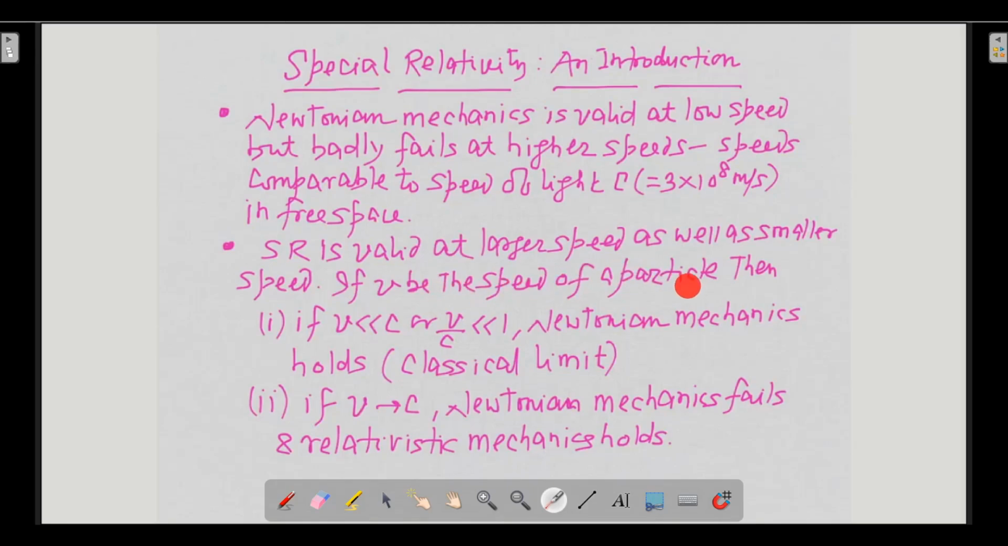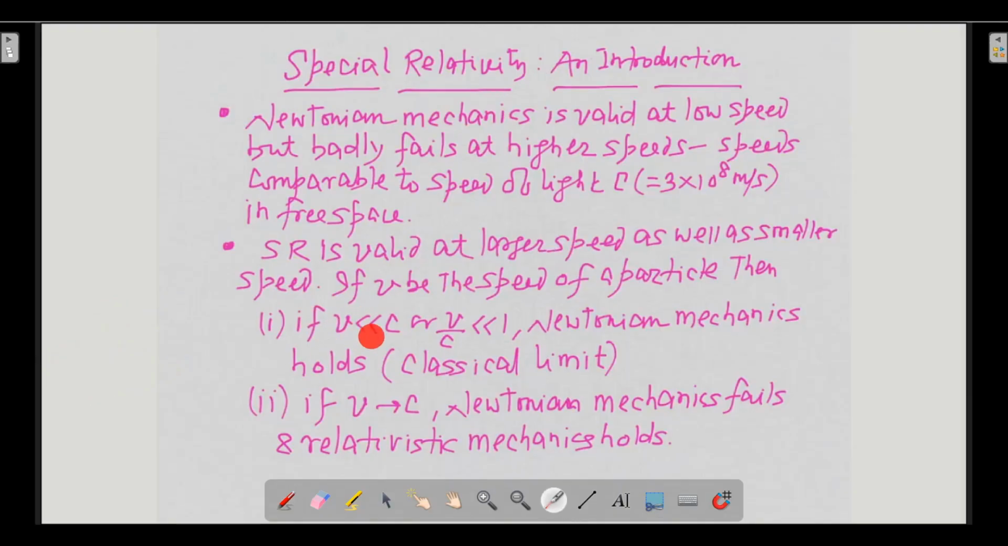Let us suppose that v, small v, is the speed of a particle. Then these two conditions will hold good. The first is that v is much smaller than c. What does this particular symbol mean? This symbol implies much smaller.